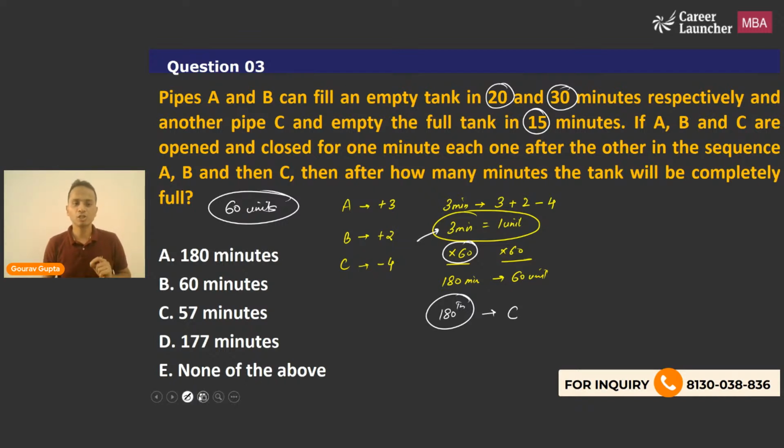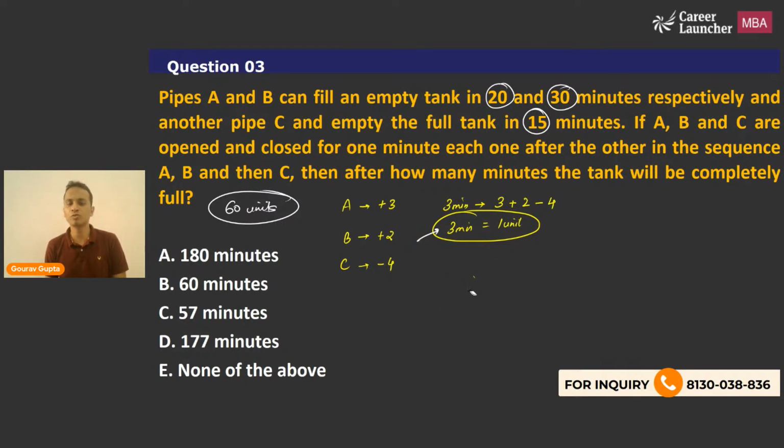Okay, right. So now how to tackle this type of questions when the last person or the last pipe which is working is an outlet pipe or is doing some negative work. Okay, so what I'll do is, instead of targeting 60 units of total work, listen to this very carefully. Instead of targeting 60 units of total work, okay, I'll say that either of A or B must have worked at the end and the tank would completely get filled.